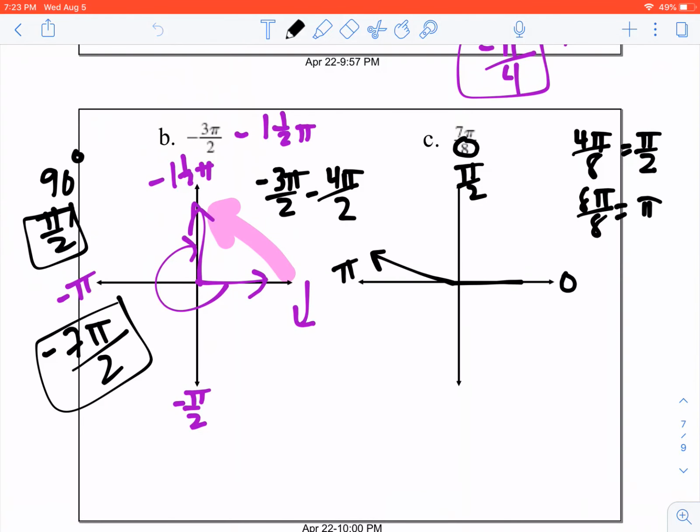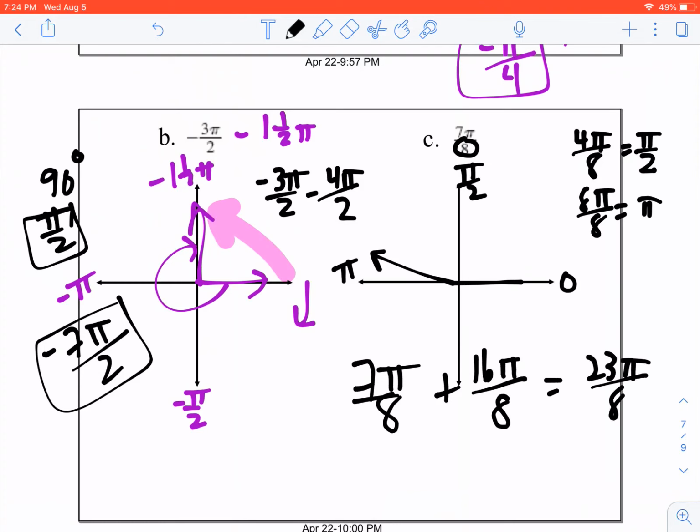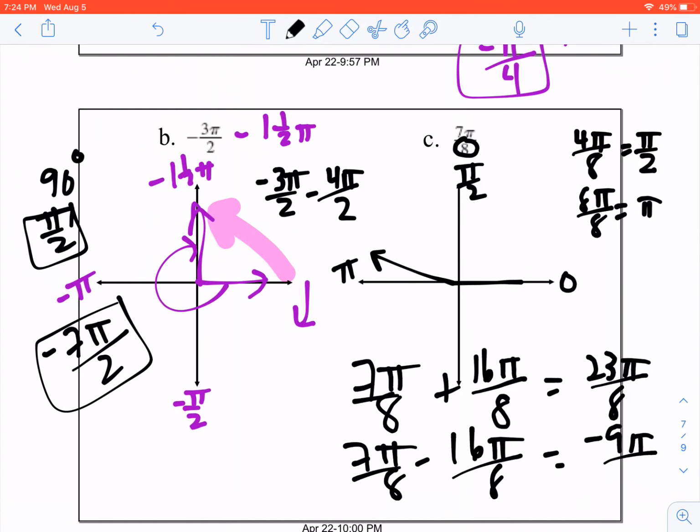So now we have to find one positive and one negative coterminal angle. So I'm going to have 7 pi over 8. I'm going to add 2 pi. But I have to be in terms of eighths. Well, in terms of eighths, 2 pi is going to be 16 pi over 8. So a positive coterminal angle would be 23 pi over 8. Then I can subtract 16 pi over 8, which is another way of saying 2 pi. And that is going to give me negative 9 pi over 8 as the negative coterminal angle.